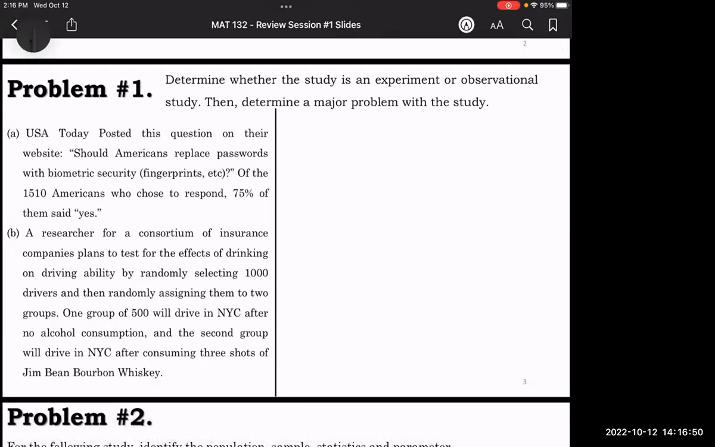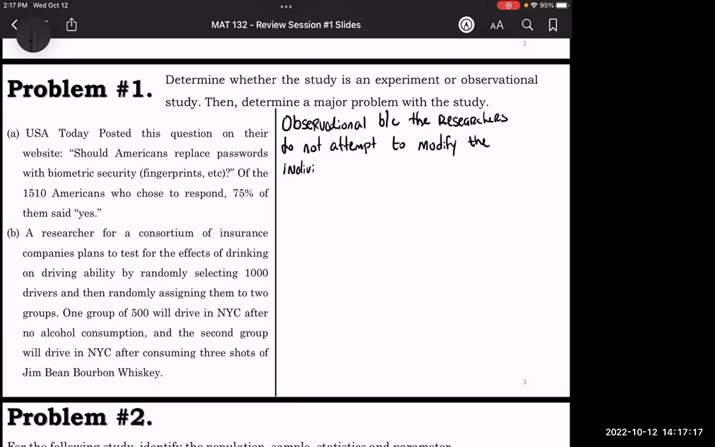So let's write that out. So it's observational because the researchers do not attempt to modify the individuals of the study.